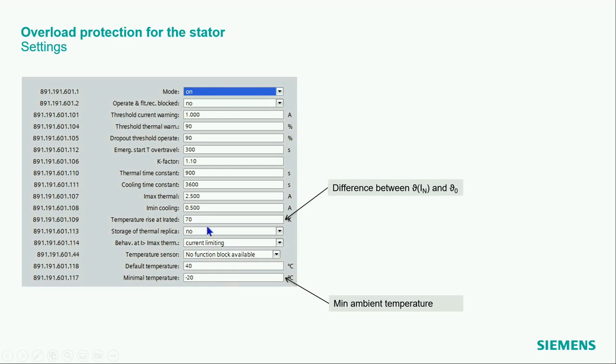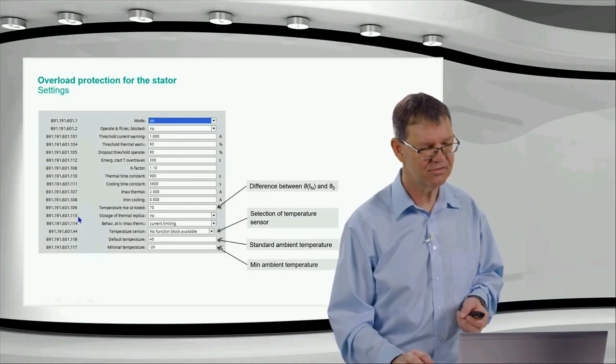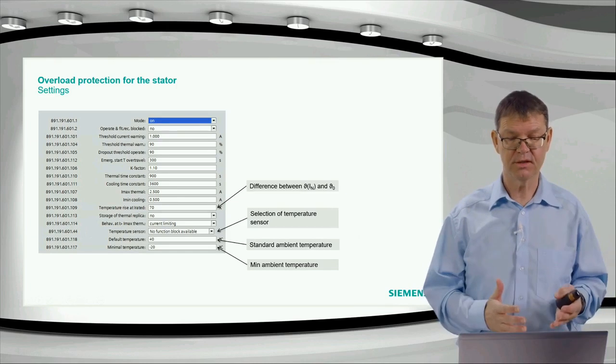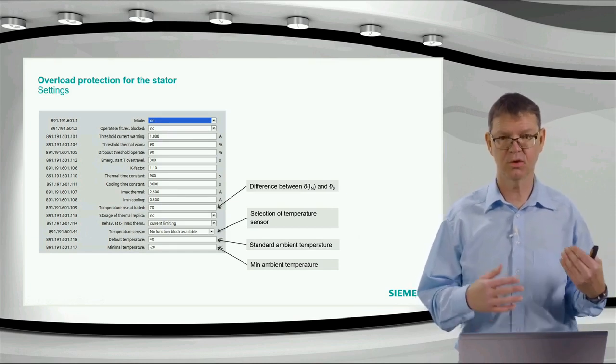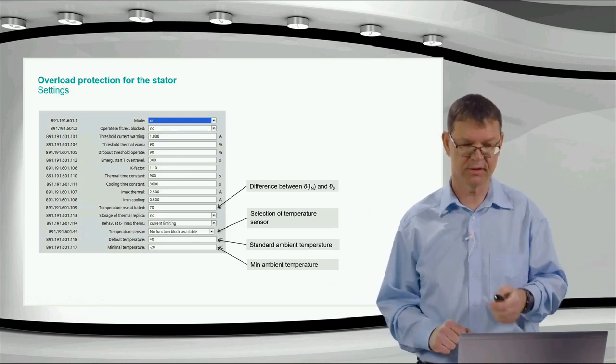When I use the ambient temperature, this is my temperature rise at the nominal current. I can enter a minimum ambient temperature, so that I don't allow more power into the motor if I'm below this ambient temperature, for example. And this is the selection of the temperature sensor. So these are basically the settings which I have. The standard ambient temperature is, of course, the default temperature, as we discussed before. These are the settings of this function. Again, as a summary, this function works for the stator, and for the rotor we have a dedicated separate function.